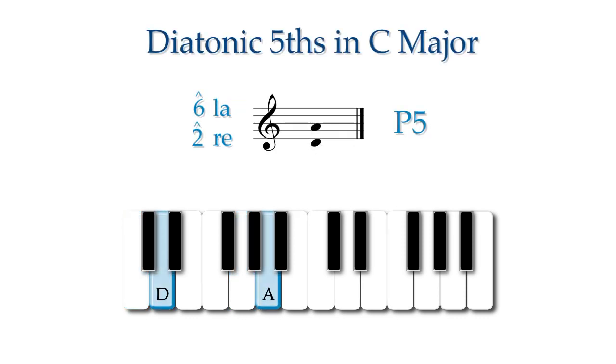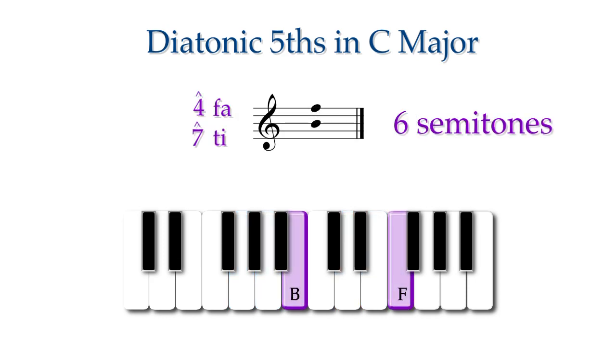As we examine all of the diatonic fifths, we find that they are all 7 half steps wide except for the fifth between ti and fa. This diatonic fifth is 6 half steps wide. Since it is 1 half step smaller than a perfect fifth, we say that it is a diminished fifth.